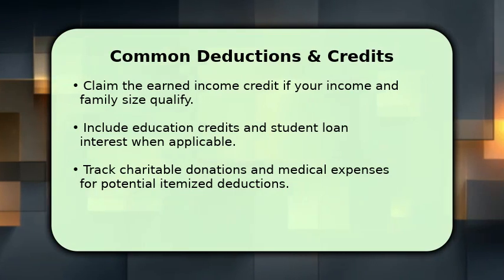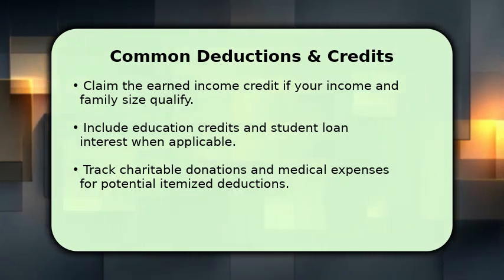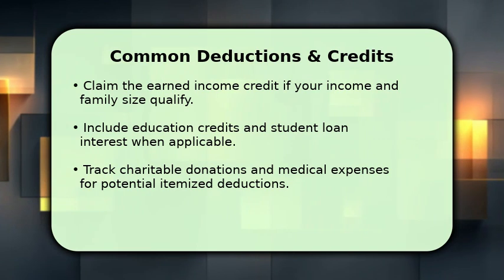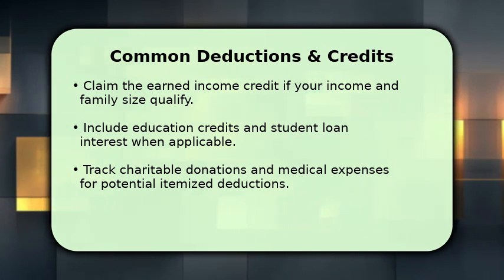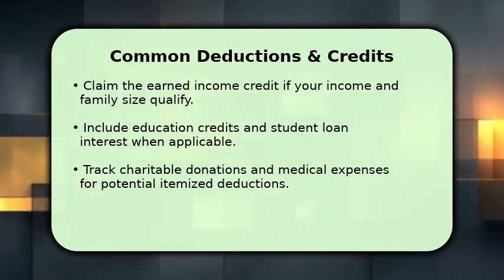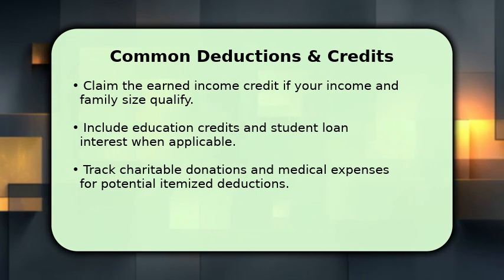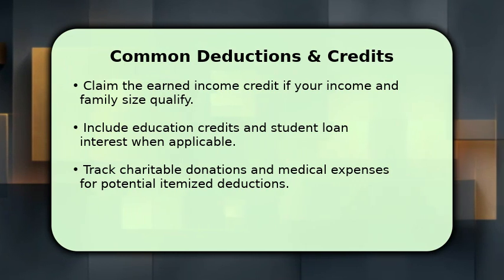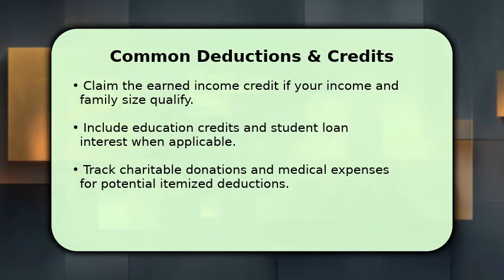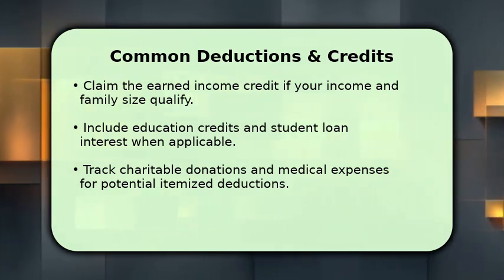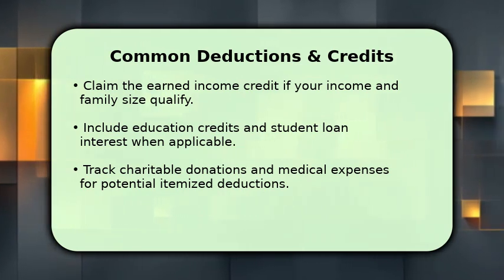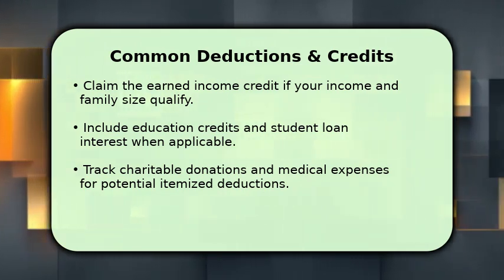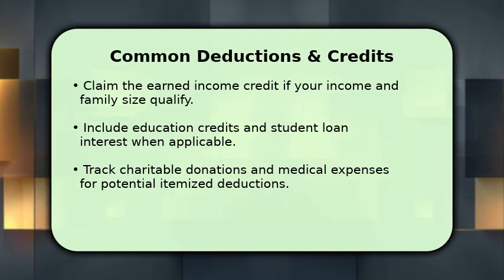Be sure to review common deductions and credits that reduce tax owed, such as the Earned Income Credit, education credits, and student loan interest. Keep clear records of charitable donations and medical expenses if you plan to itemize. Compare the total of itemized deductions to the standard deduction to see which benefits you more. Accurate documentation helps prevent delays, audits, and ensures you claim every eligible benefit.